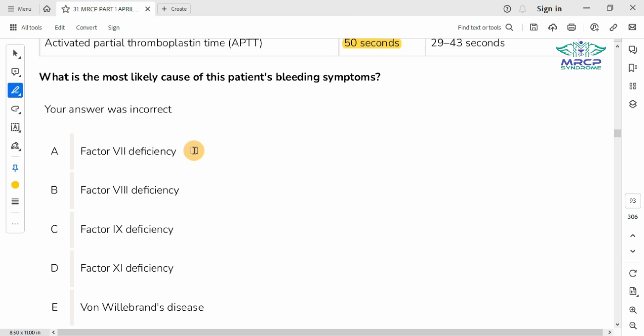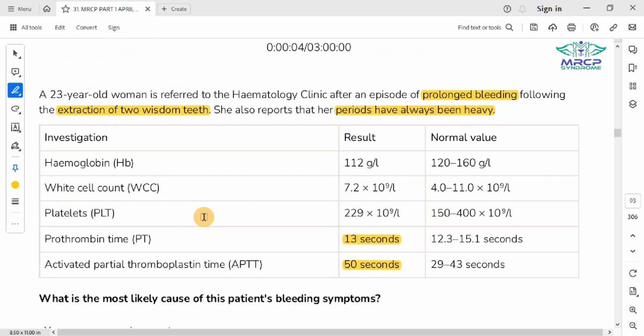So what is the most likely cause of the patient's bleeding symptoms? Factor 7 deficiency, factor 8 deficiency, factor 9 deficiency, factor 11 deficiency, or von Willebrand disease. A 23-year-old woman is referred to the hematology clinic after an episode of prolonged bleeding following the extraction of her 2 wisdom teeth. She also reports that her periods have always been heavy. Hemoglobin is low, platelets normal, WBC normal, PT normal, and APTT is prolonged.